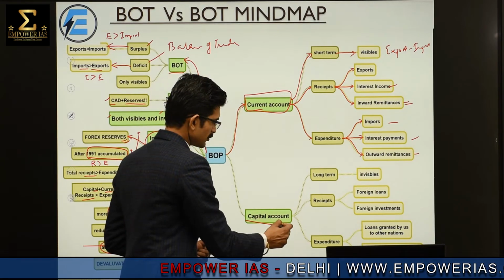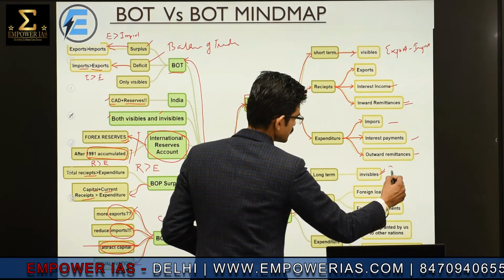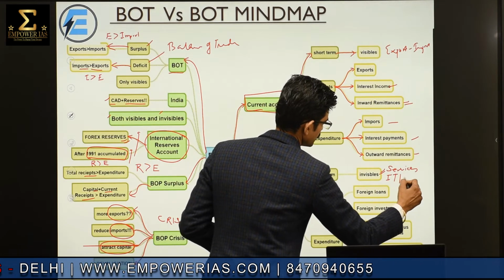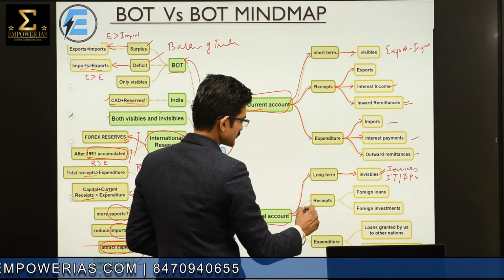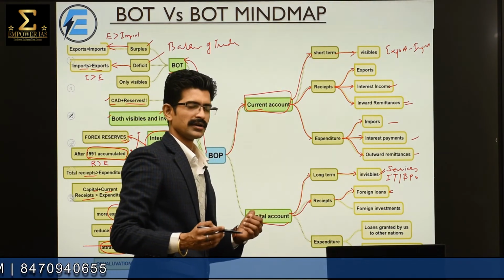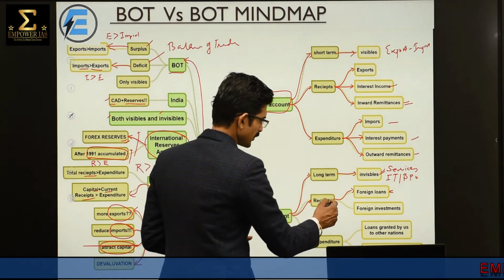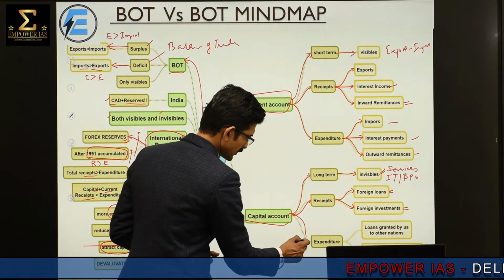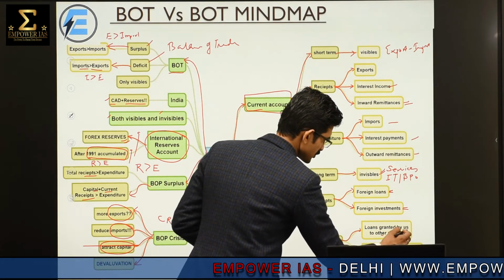Now there is capital account in the form of long-term capital, and invisibles. What are invisibles? Services, IT sector, BPO, and so on and so forth. Then there are receipts in the form of foreign loans which are taken by the government in terms of various bonds, T-bills, and so on. And there are also foreign investments making receipts. Then there is again expenditure, which includes the loans granted by us to other nations.